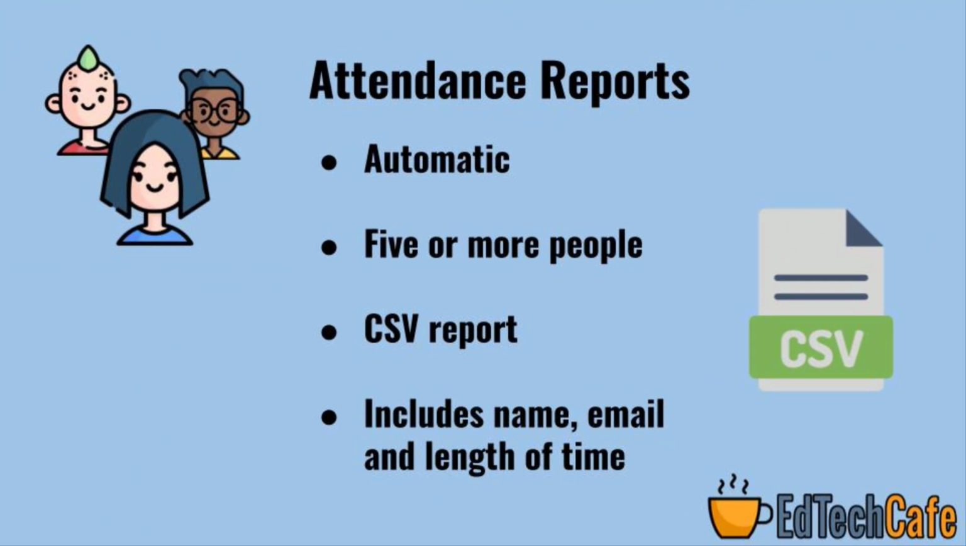Any call with at least 5 participants will trigger an email to the event organizer with an attached CSV report. CSV stands for comma separated values and is a text file that can be opened in Google Sheets or Excel. The report includes the participant's name, email, and length of time they were on the call. If someone joins and leaves multiple times during the meeting, the overall time is included on the report.